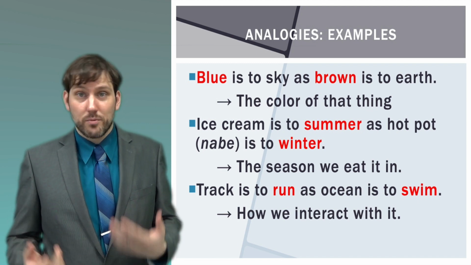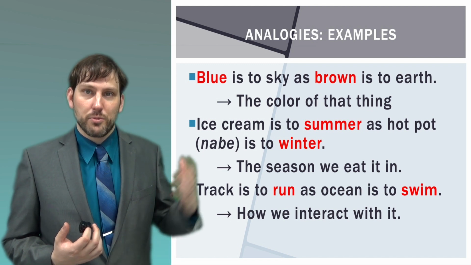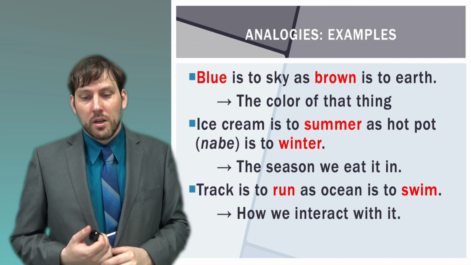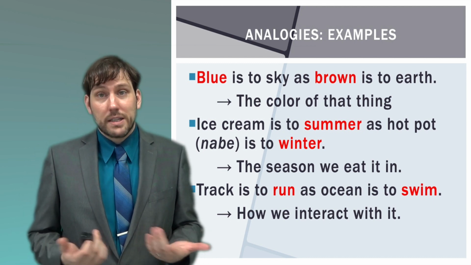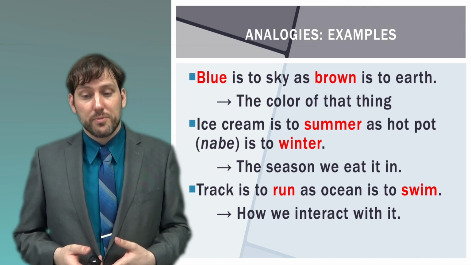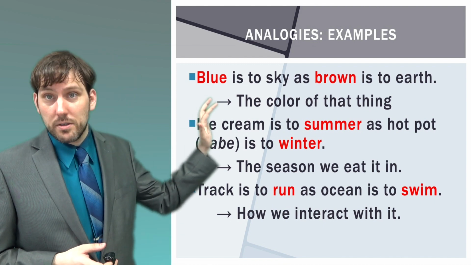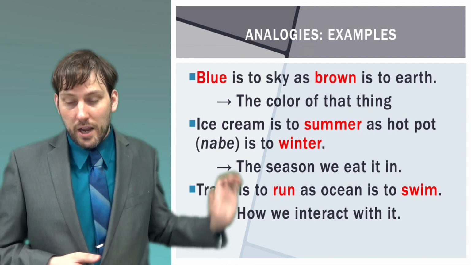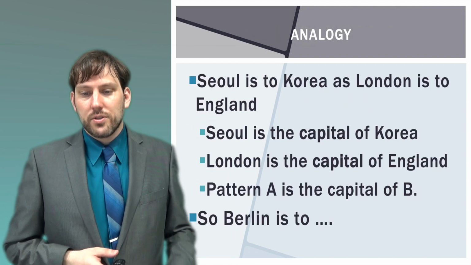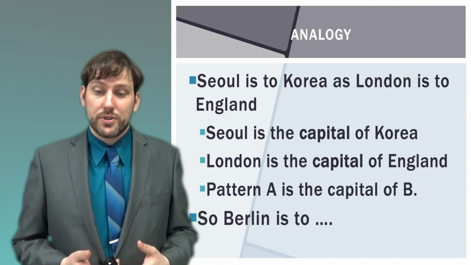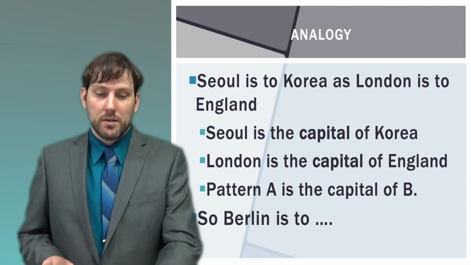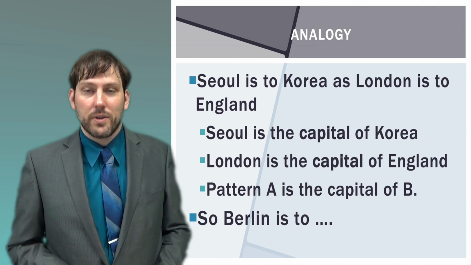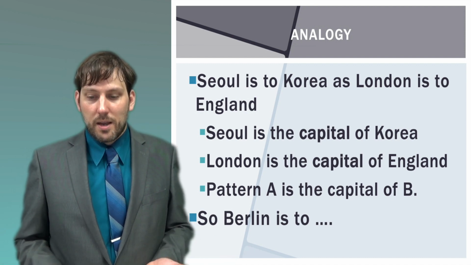So these are the seasons in which we eat these items. Blue is the color we think of for the sky. Brown is the color we think of for the earth. Track is the place where you run, and the ocean could be for you a place where you swim. So here I'm just giving them out to you: the color of that thing, the season we eat it in, and how we interact with it. Another analogy I could go with is Seoul is to Korea as London is to England. And then we could follow this with: Seoul is the capital of Korea, London is the capital of England, pattern A is the capital of B.